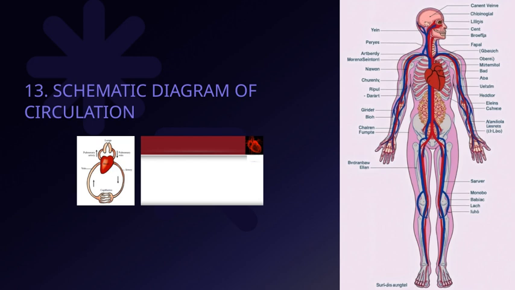Understanding this diagram helps us see how efficiently the circulatory system works and underscores its importance in overall health. It also highlights how different components, like arteries, veins, and capillaries, interact seamlessly to sustain our body's needs. This schematic ties into the broader theme of the presentation, emphasizing the intricate yet highly organized nature of circulatory physiology.